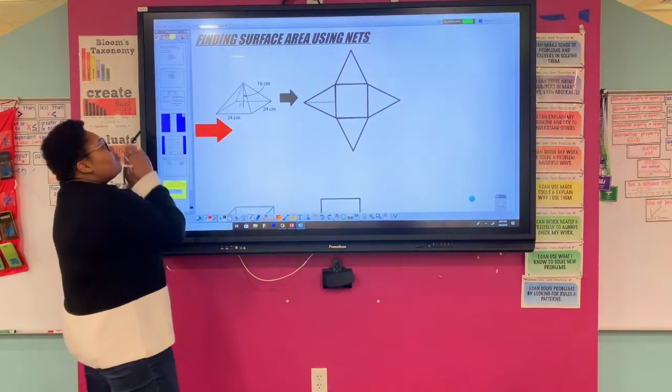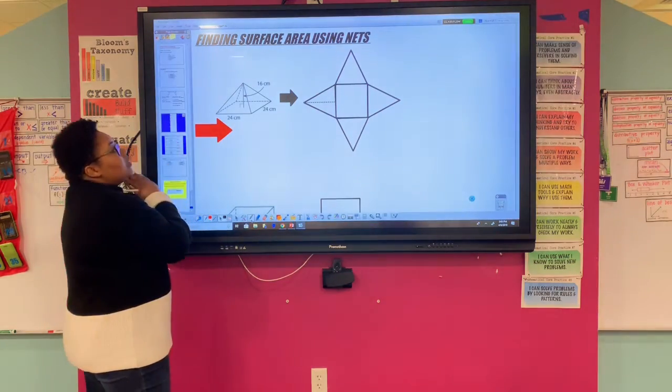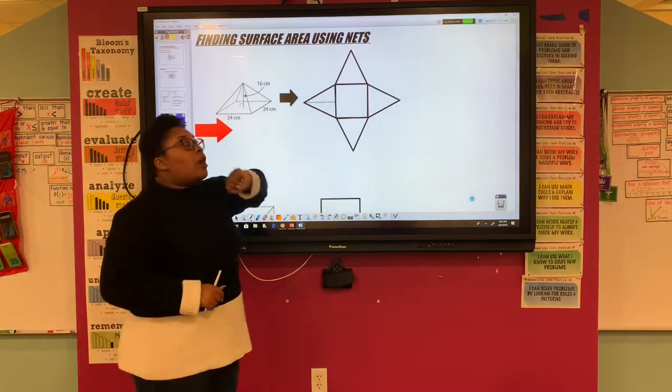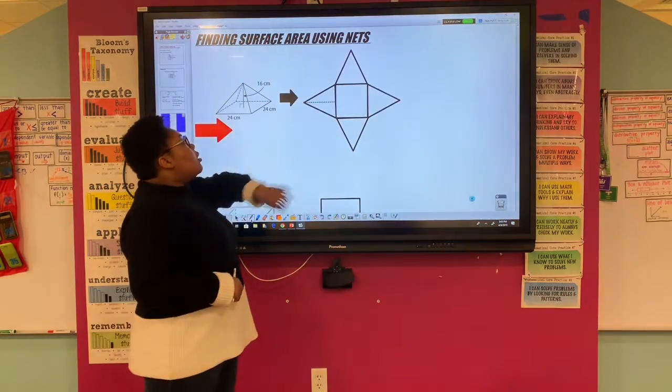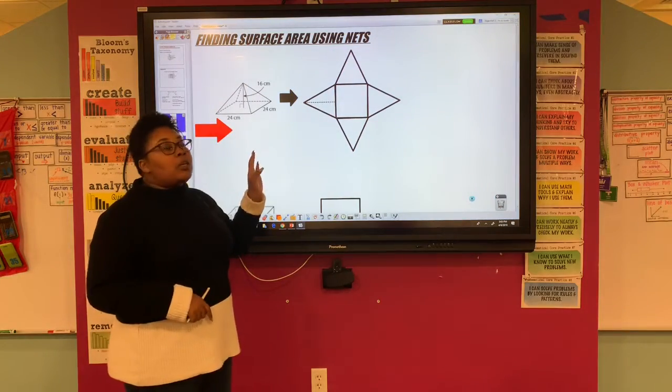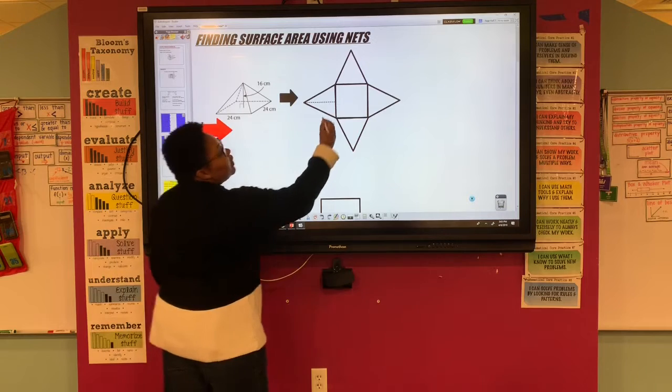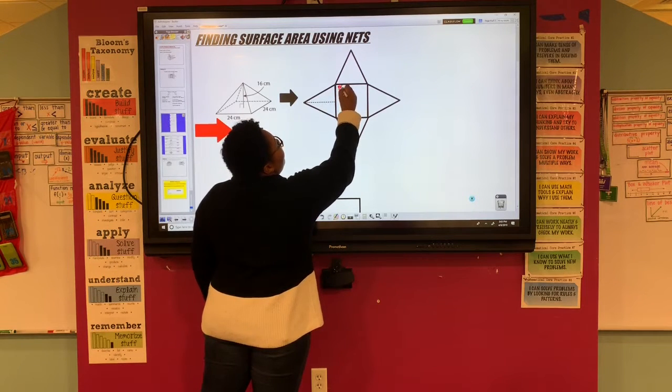So first things first, let's look at our figure turned into our net. We have to figure out what part goes where. So this is real simple with the pyramid. We know that our base has to be this square here. So I'm going to go ahead and label this as my base.